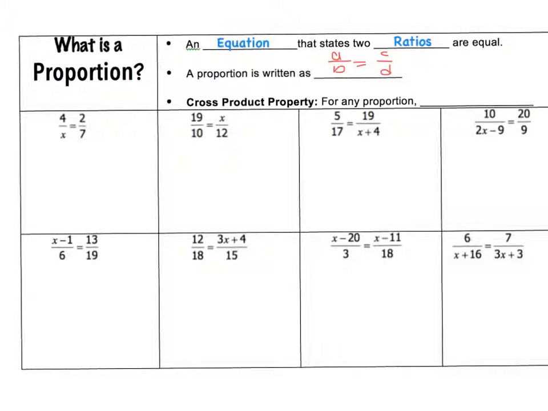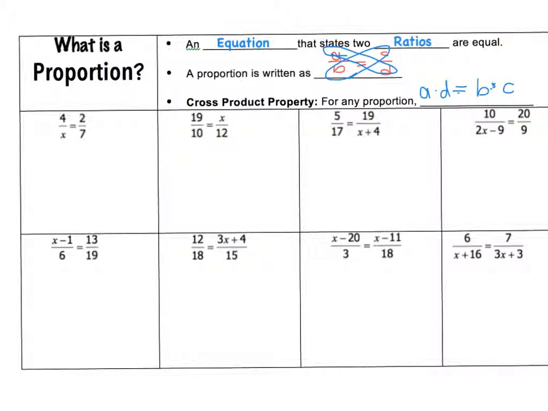You might recall from your algebra classes that to solve a proportion, we can use the cross product property. The cross product property tells us that if we take A times D, it's going to be equal to B times C. So using that cross product, we can now solve proportions for missing values.